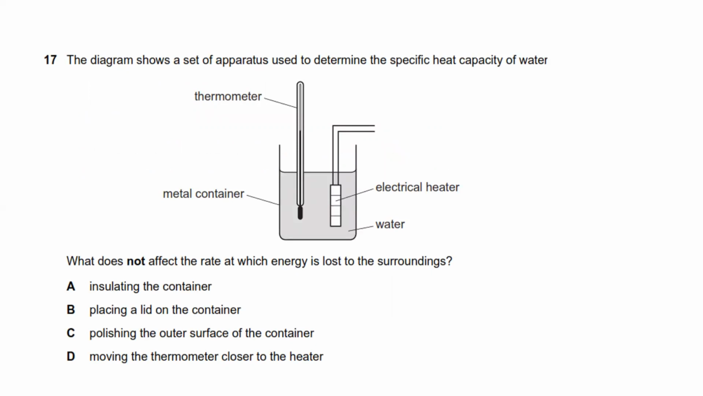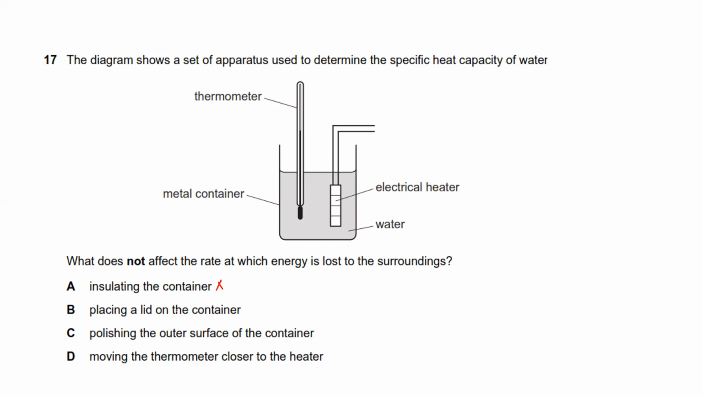Question 17 says the diagram shows a set of apparatus used to determine the specific heat capacity of water. What does not affect the rate at which the energy is lost to the surrounding? Insulating the container will decrease the rate of energy lost to surrounding.